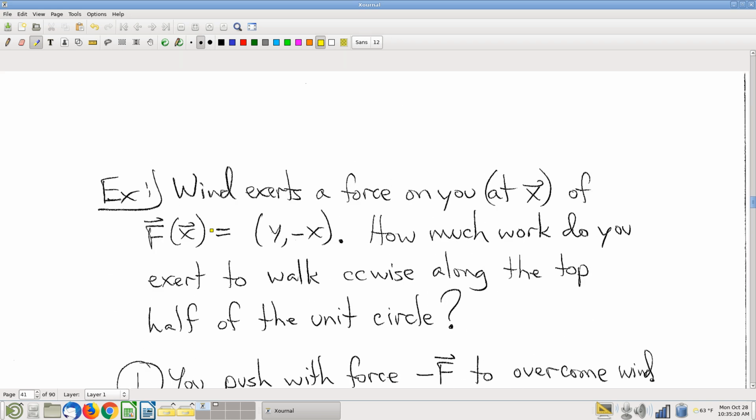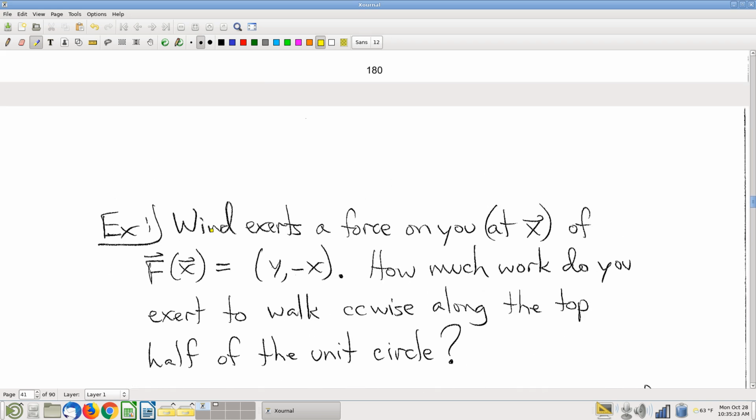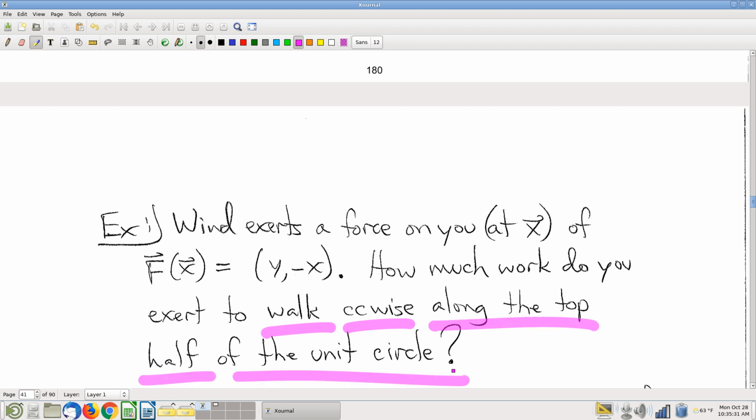Okay, example. Let's suppose that we are walking counterclockwise along the top half of the unit circle. So picture, here's the top half of the unit circle. We are walking, now notice, counterclockwise. That matters. Of course, walking one way along a path is not the same experience as walking the other way along the path. Downhill is not the same as uphill. Into the wind is not the same as with the wind. So we're walking counterclockwise.